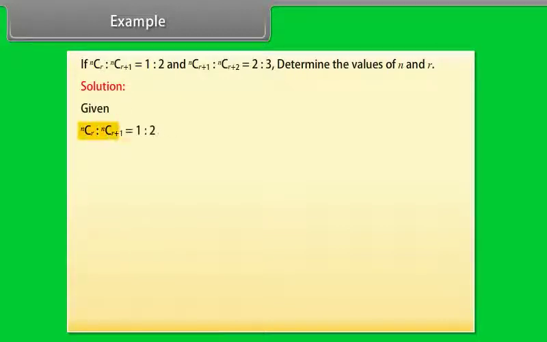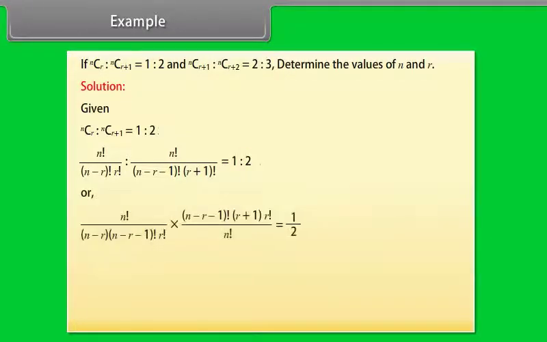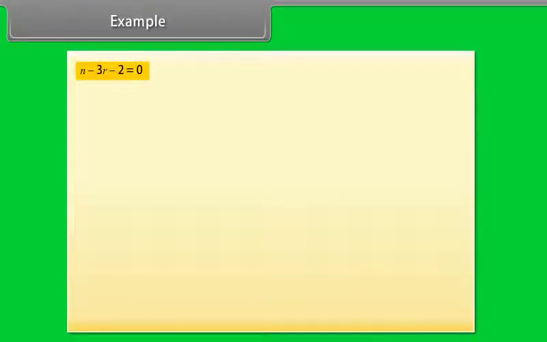Solution. Given nCr : nC(r+1) = 1 : 2. n factorial by (n minus r) factorial into r factorial is to n factorial by (n minus r minus 1) factorial into (r plus 1) factorial equal to 1 : 2. Or n factorial by (n minus r) into (n minus r minus 1) factorial into r factorial, multiplied by (n minus r minus 1) factorial into (r plus 1) into r factorial by n factorial, is equal to 1 by 2. Or (r plus 1) by (n minus r) is equal to 1 by 2. Or n minus 3r minus 2 is equal to 0.